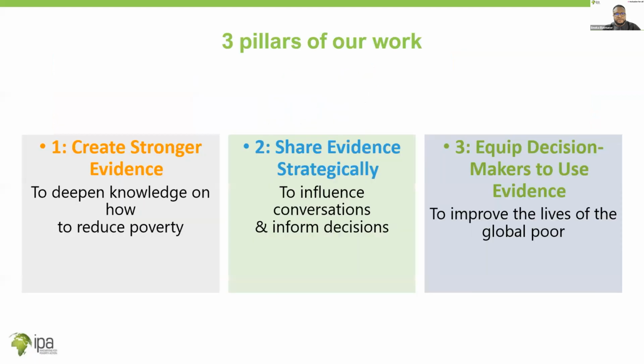We think of IPA's work as having 3 pillars, all of which contribute to evidence-informed decision-making. We co-create research together with decision makers and practitioners who need to buy in for evidence to have impact. And then we share the evidence that we generate strategically to the right people at the right time. And then we consciously work to equip decision makers to use the evidence to improve the lives of the global poor.